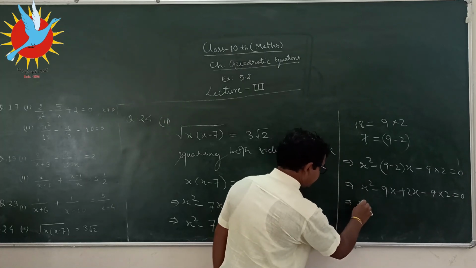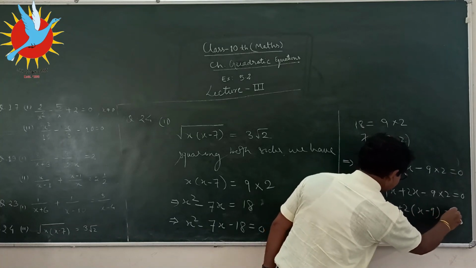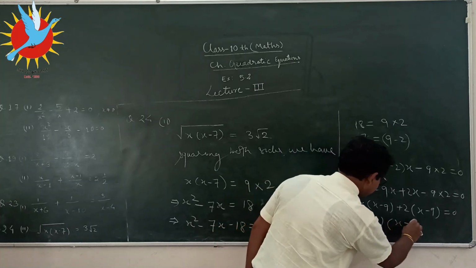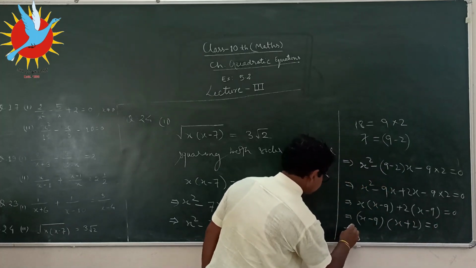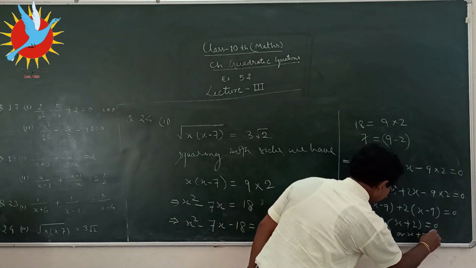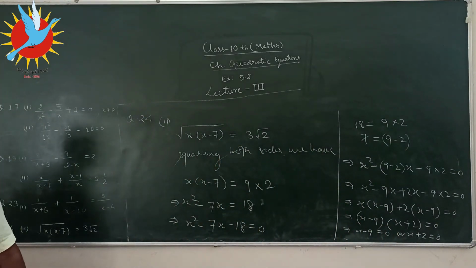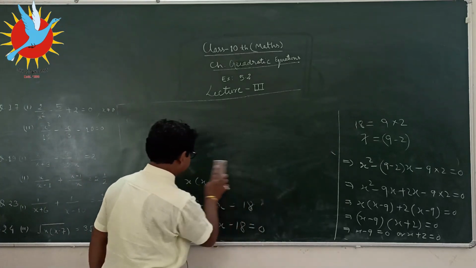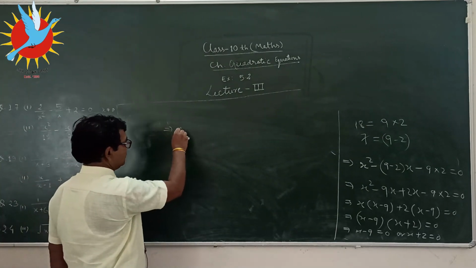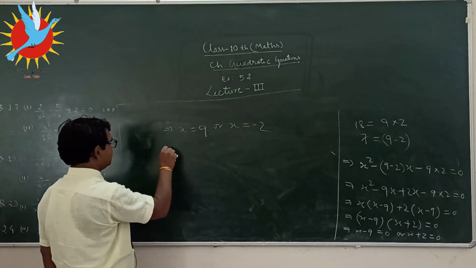Take common. Here x will be common, x minus 9, plus 2 into (x minus 9) equal to 0. X minus 9 would be common. (x minus 9)(x plus 2) equal to 0. This gives x minus 9 equal to 0 or x plus 2 equal to 0. Therefore, the solution of the quadratic equation is either x equal to 9 or x equal to minus 2.